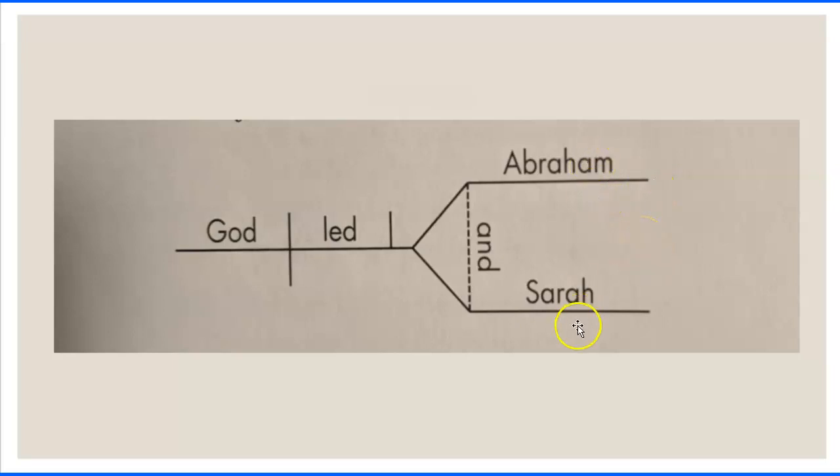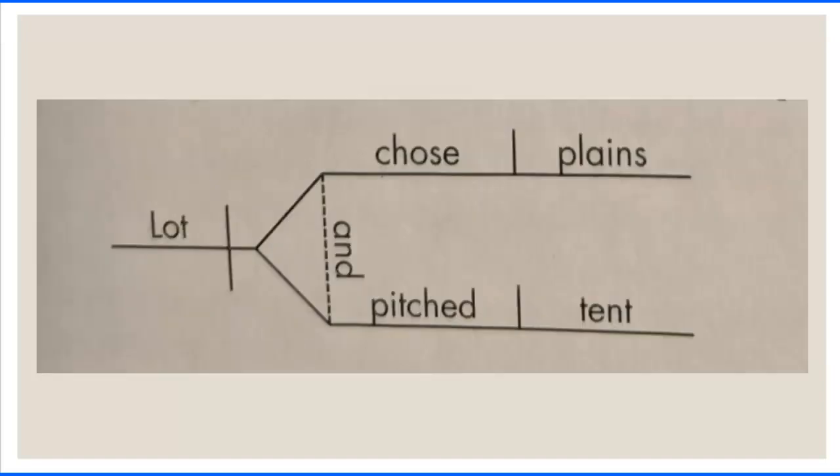He led Abraham and Sarah. So that's how you diagram. I think most of you are pretty clear on that and really don't have trouble with that. But here is a compound. Now, sometimes you can have a compound verb with one direct object, or you could have two verbs with two different direct objects, and that's what we've got in this case.